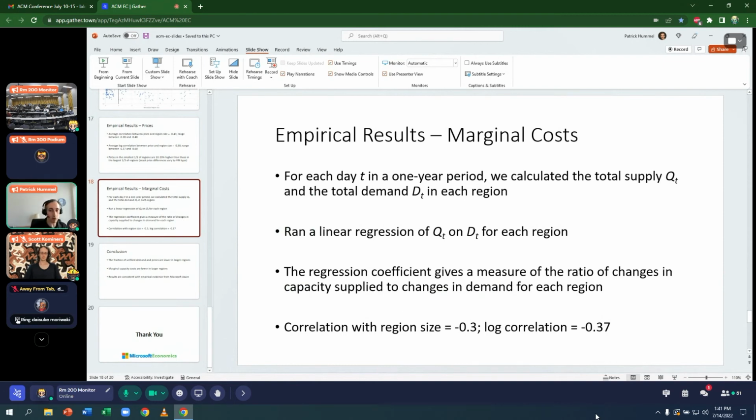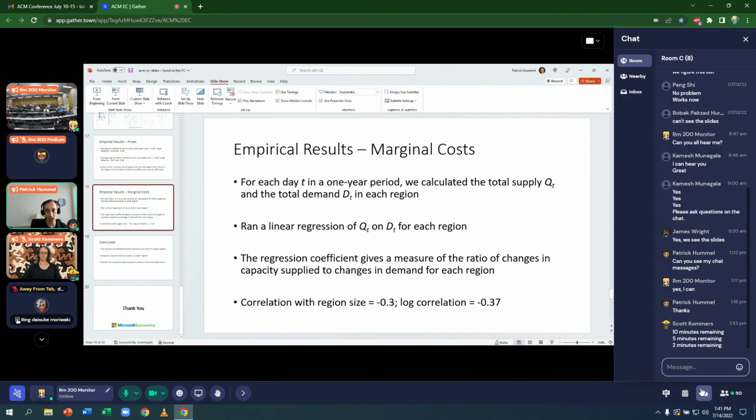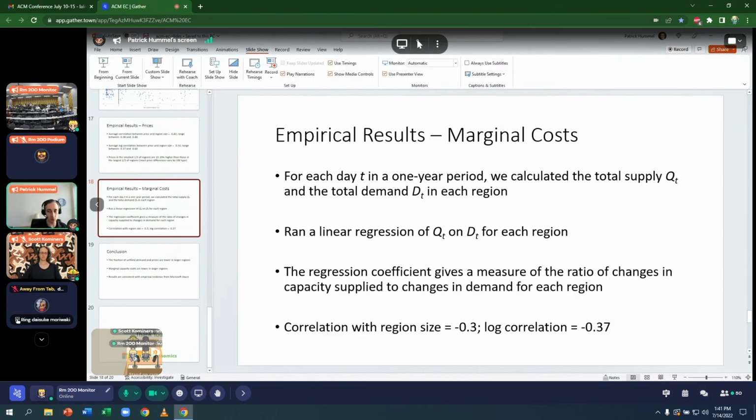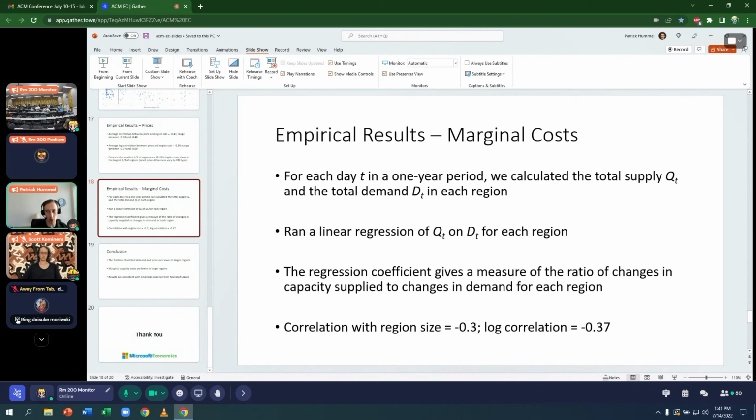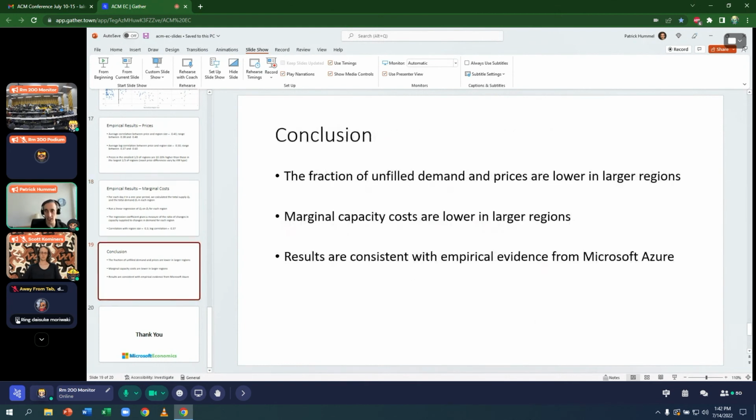And here we found that there was, again, negative correlation between this coefficient and region size. We found a correlation between the coefficient and region size of -0.3 and a log correlation of -0.37. And so we, again, view this result as largely consistent with our theoretical finding that marginal capacity costs will be lower in larger regions.